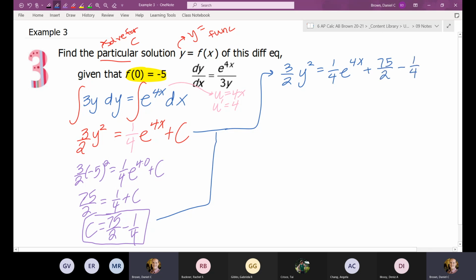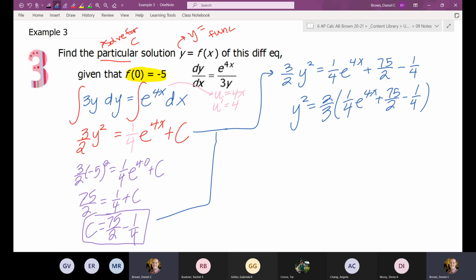And now we just need to go ahead and get y by itself. Well, algebraically, what we'll need to do first to get y by itself? Divide by 2/3, which is the same thing as multiply by 3/2. Yeah. So I'd have y squared is equal to 2/3 times all of this. And then what would I need to do next?